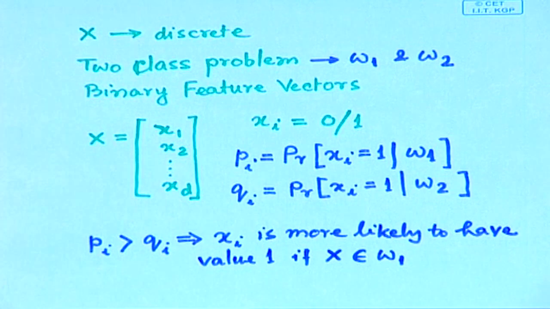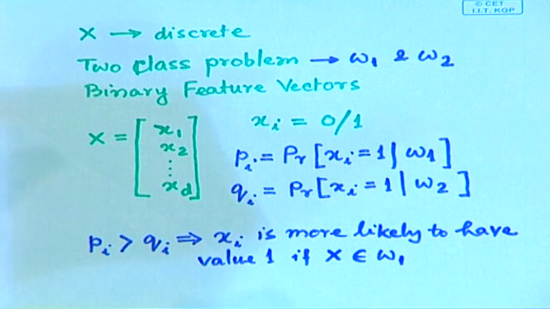Okay, because it is the probability of assuming a value equal to 1 when the true state of nature, the true class, is omega 1 or when the true class is omega 2. So, if pi is greater than qi, that simply means that if the sample is taken from class omega 1, then it is more likely that the ith component xi will have a value equal to 1, more frequently, if the vector is taken from class omega 1.